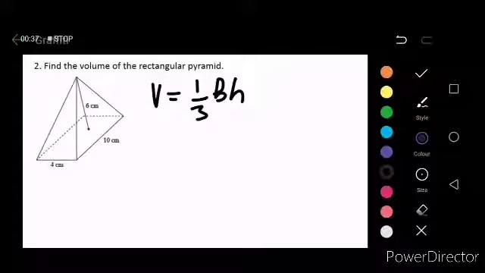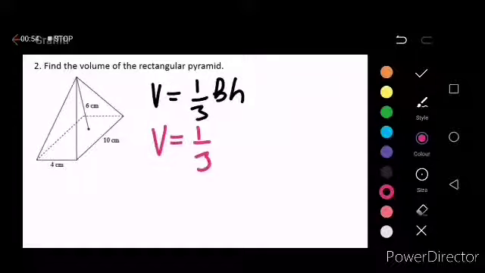Yes, the base is a rectangle. Can we find the area of the rectangle right away? Yes, because it's just length times width. How about the height? The height is already given, which is 6 centimeters. So, may problema pa ba tayo? Wala na. So, V is equal to 1/3.